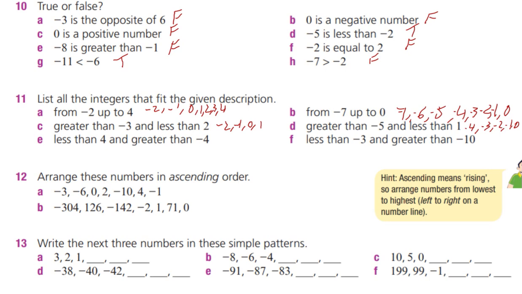Less than minus 3 and greater than minus 10. So I'm just going to put them down here. Minus 9, minus 8, minus 7, minus 6, 5, 4. So those, don't forget your minus signs. Less than 4 but greater than minus 4. So that'll be minus 3, minus 2, minus 1, 0, 1, 2, 3.